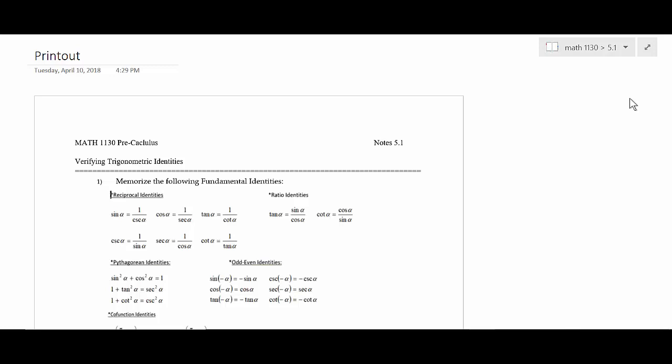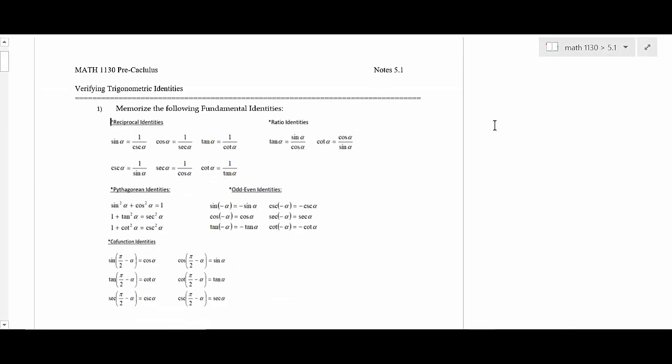Identities that are important enough for higher math that I think you need to memorize. We've already looked at every one of these identities before earlier in the class, so you want to make sure you know the reciprocal identities, the ratio identities, and the Pythagorean identities. Those things should look familiar to you, along with the odd, even, and cofunction identities. Those things you're required to memorize in this class. They show up quite a bit in higher math, so you want to know those.